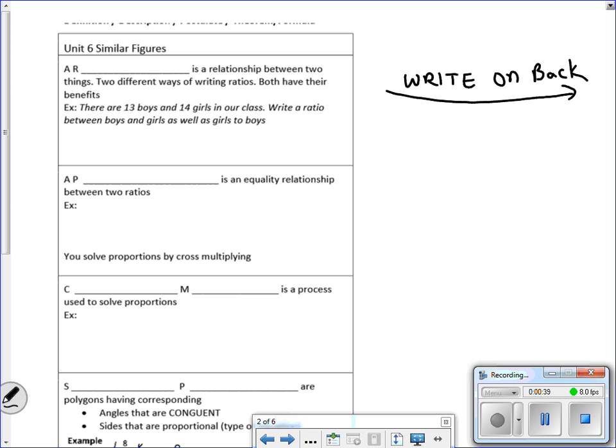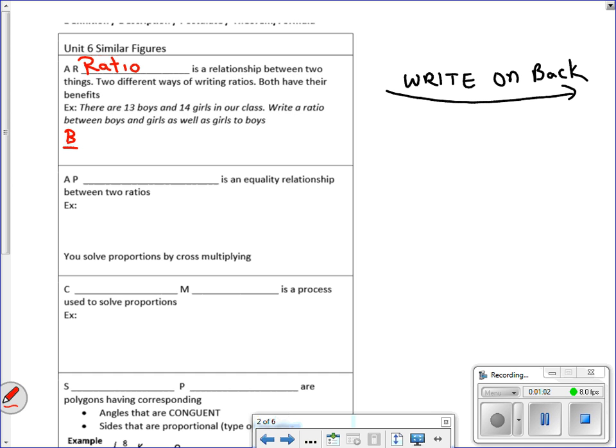Okay, let's go ahead and get started. And we're looking at the first word, ratio. A ratio is a relationship between two things. Again, we're looking at numbers, of course. Two different ways of writing ratios. We'll look at that in a second. Both have their benefits. So suppose I was looking at this example. There are 13 boys and 14 girls in our class. Write a ratio between boys and girls.